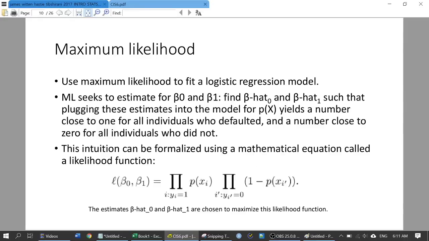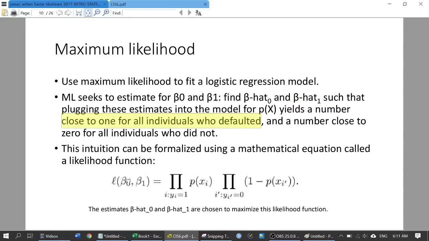So the maximum likelihood seeks to estimate beta naught and beta 1, to find beta hat naught and beta hat 1. When you have a hat, it means that this is an estimated value. Beta hat naught is the estimated value for beta naught, and beta hat 1 is the estimated value for beta 1. Maximum likelihood seeks to estimate beta naught and beta 1 such that plugging these estimates into the model for p(x) will yield a number close to 1 for all individuals who defaulted.